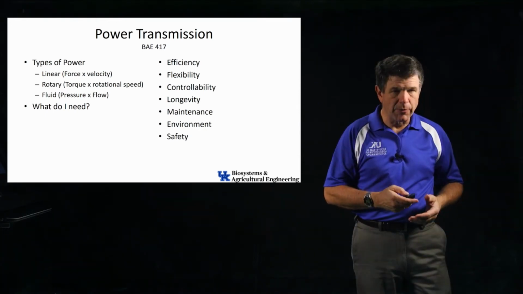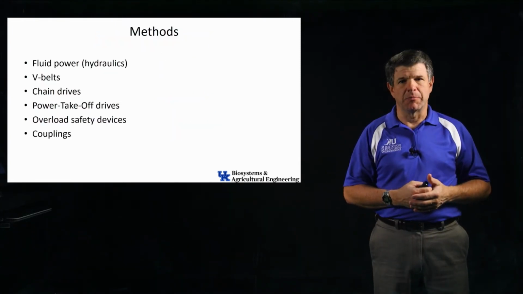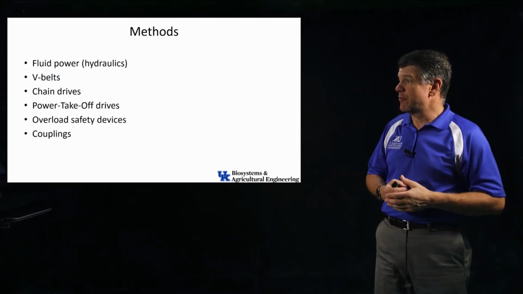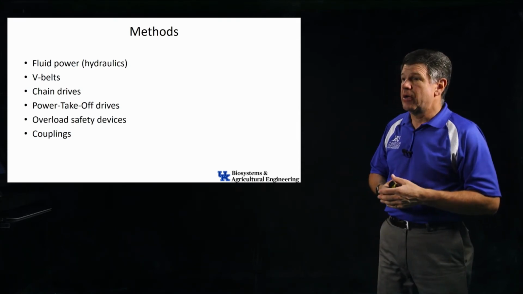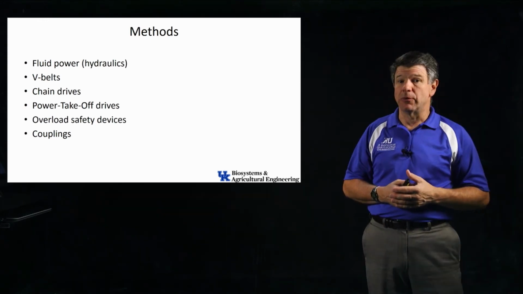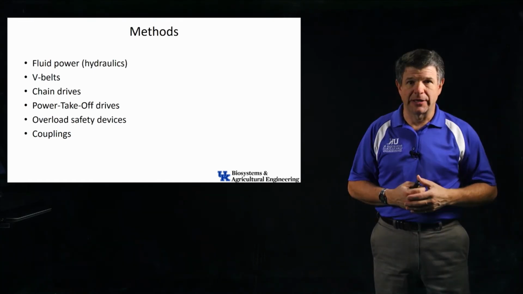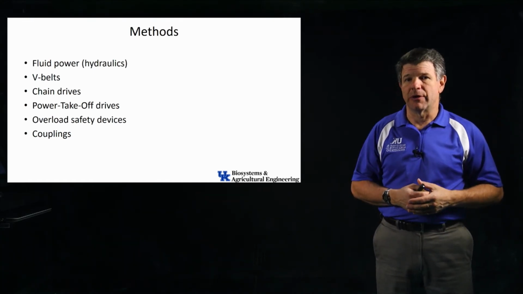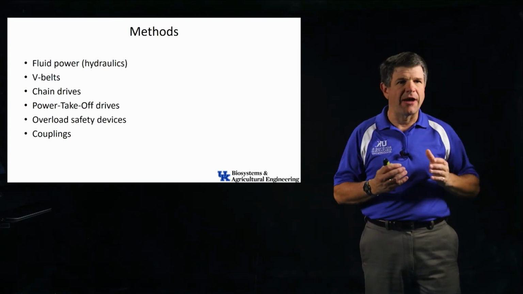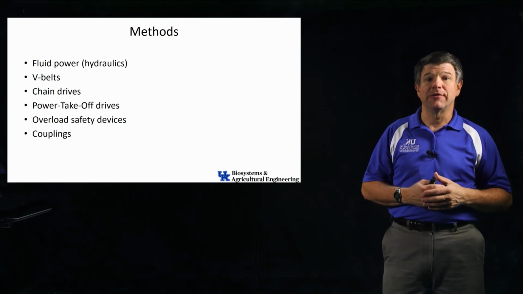So what we're going to do is look at a number of different transfer methods, I guess we could call these. We're going to step through these. We'll spend a fair amount of time on fluid power. We'll look at V-belts and chain drives. We'll go through design processes with those, design those things and see what we have to take into account there. We'll talk about power takeoff drives, a rotating shaft, and some limits there. We'll look at overload safety.